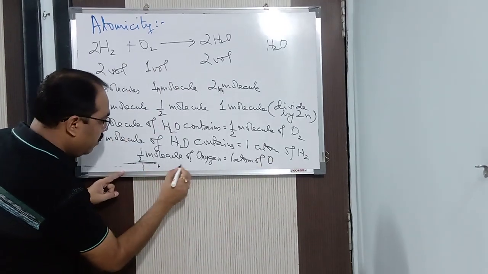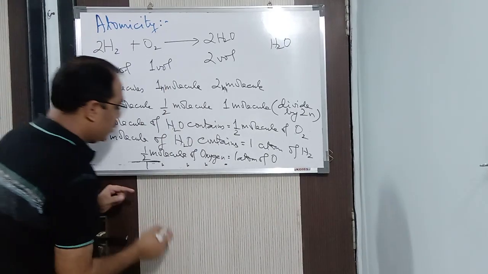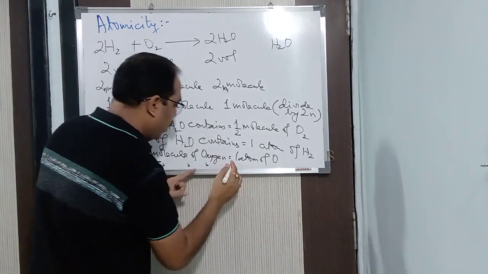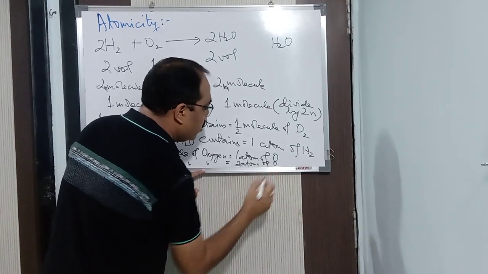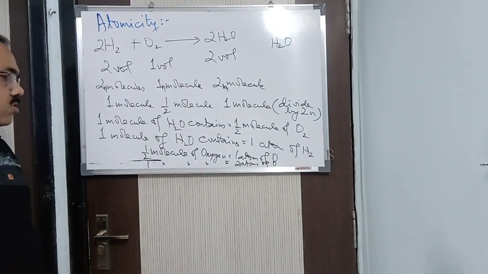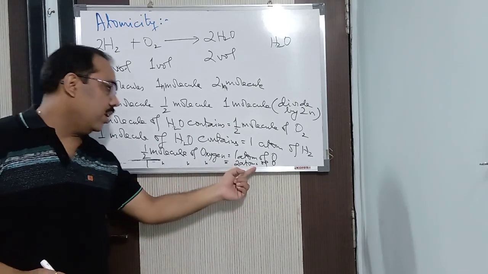So one molecule of oxygen is equal to how much? If half molecule is one atom, then one molecule will definitely be two atoms of oxygen. So what does this prove? That oxygen is diatomic because one molecule contains two atoms.